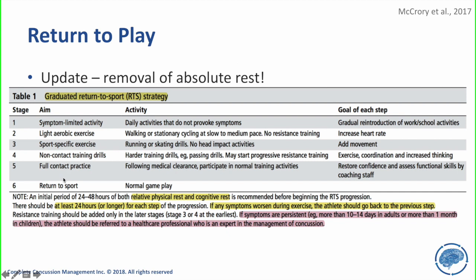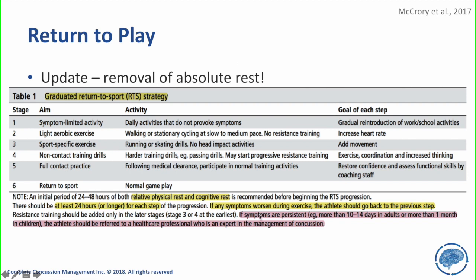Well, given what we know about metabolic recovery, I don't think this is the right approach. We should be really trying to pull the athletes back, slow the process down. Yes, there's 6 stages, but our goal shouldn't be to get them back on the field in 6. Our goal should be to try to get them as close to that 21 to 30 as we can in order to decrease the likelihood of getting a second impact syndrome.